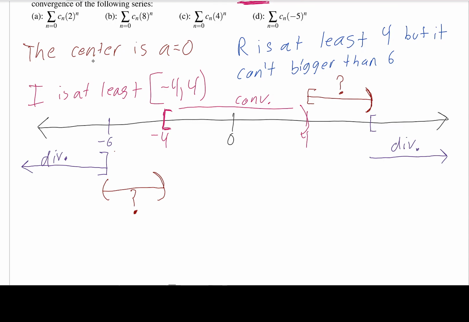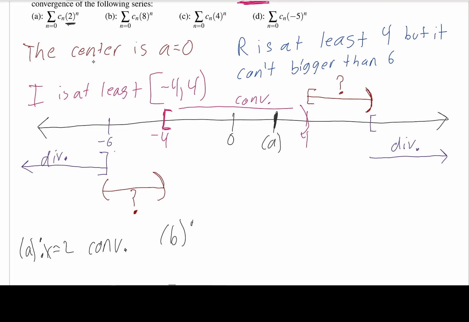So for part A, we're given that the x value right here is equal to 2. So we're given x equals 2. So then A is going to live right here. And so we can see that that's inside the part that we know converges. So we know that this converges.